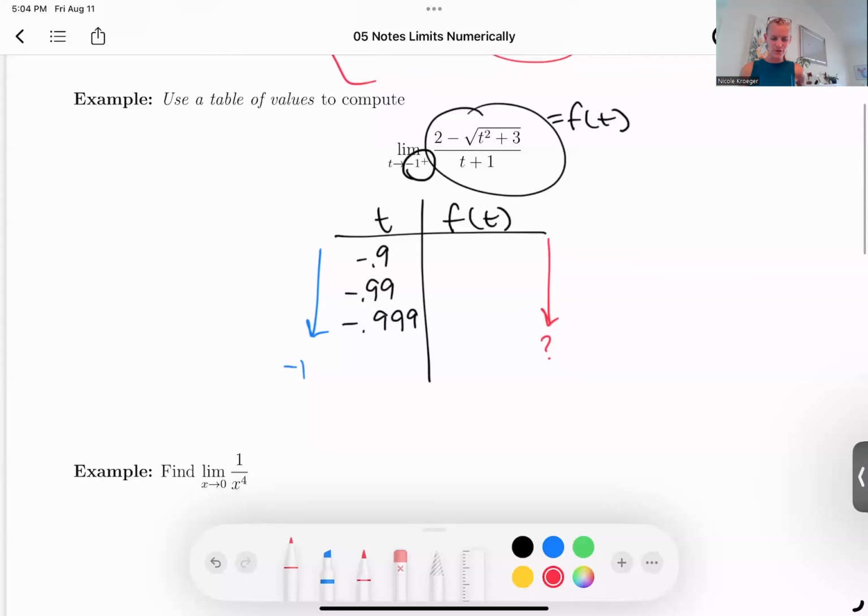That's once again our estimate. It's not an exact value because we don't know how to compute exact values, but the table of values gives us good estimates.